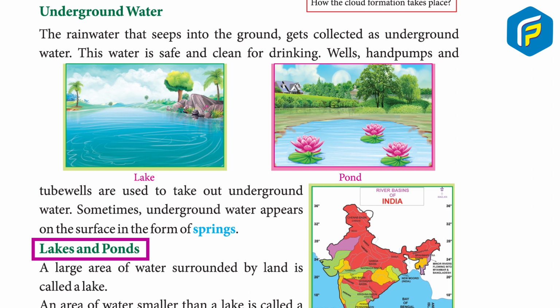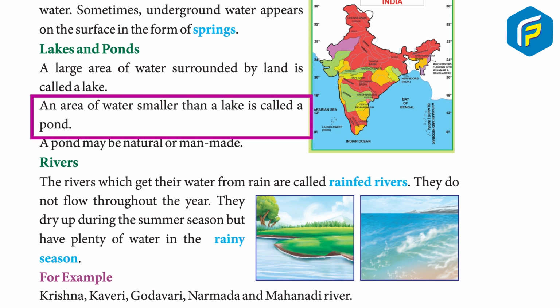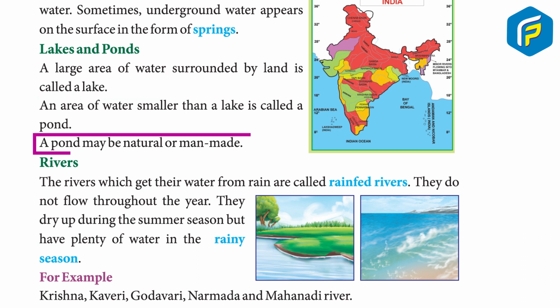Lakes and ponds. A large area of water surrounded by land is called a lake. An area of water smaller than a lake is called a pond. A pond may be natural or man-made.